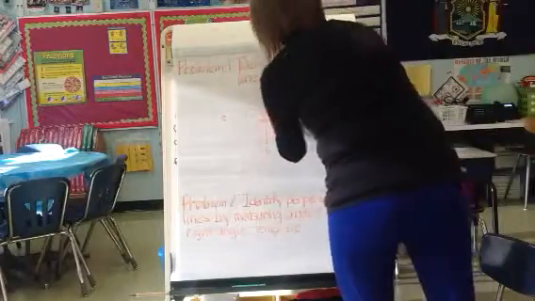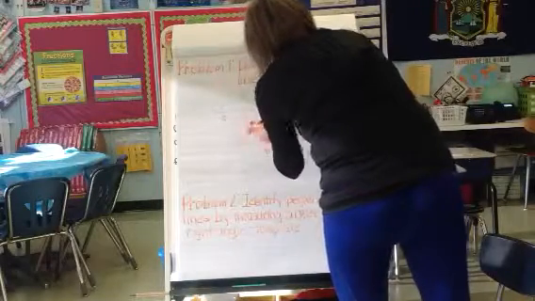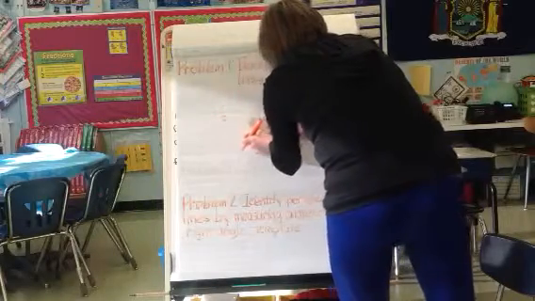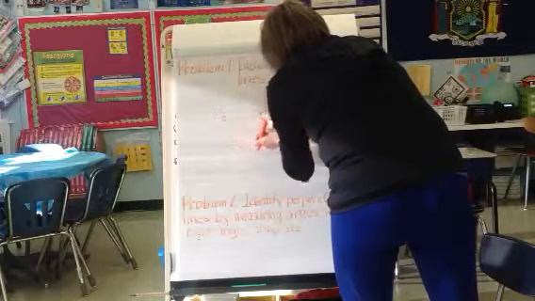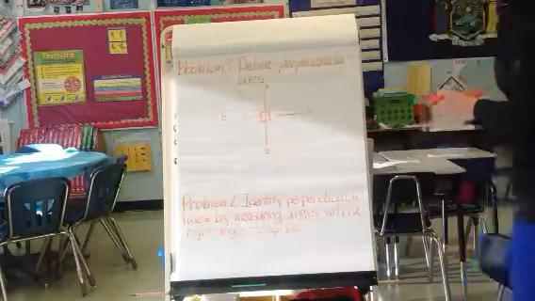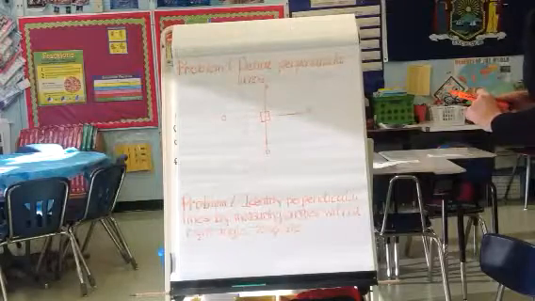Okay, here's our right angle straight edge. 1, 2, 3, 4. So we know that is what perpendicular lines look like.